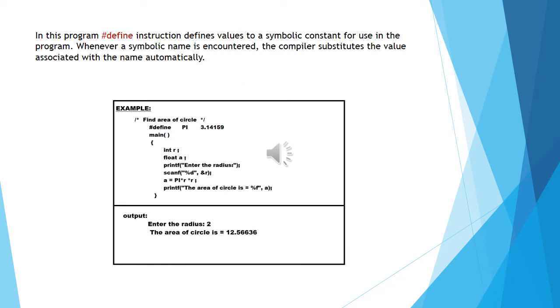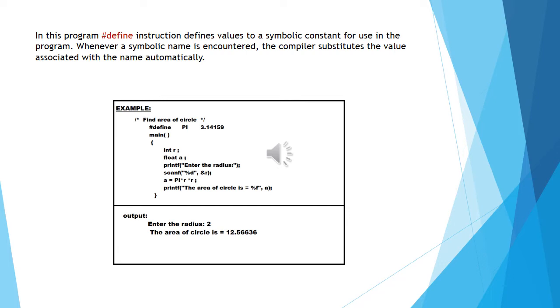This is the program to find the area of a circle. Here main is the name of the function. Before that we are defining the value of pi, which is 3.14159. In this program, the define instruction assigns a value to a symbolic constant for use in the program. Whenever a symbolic name is encountered, the compiler automatically substitutes the value associated with the name.